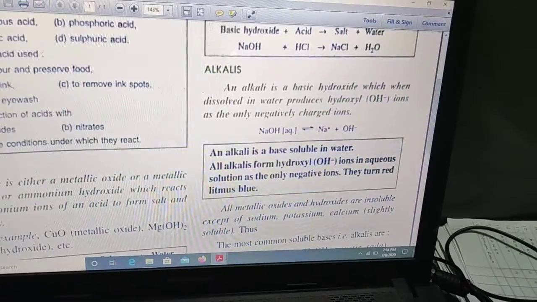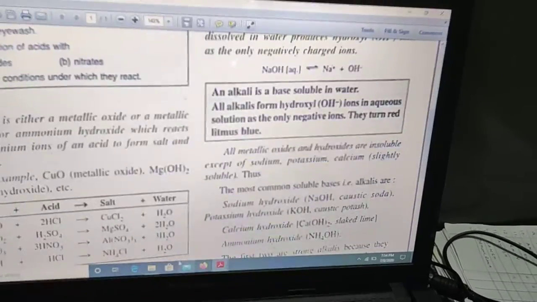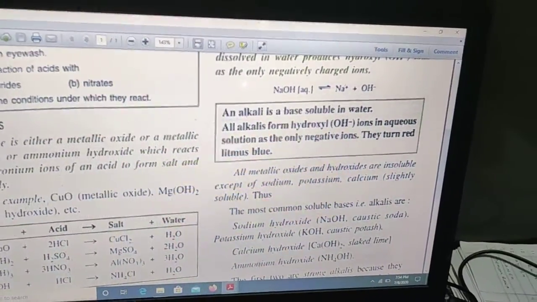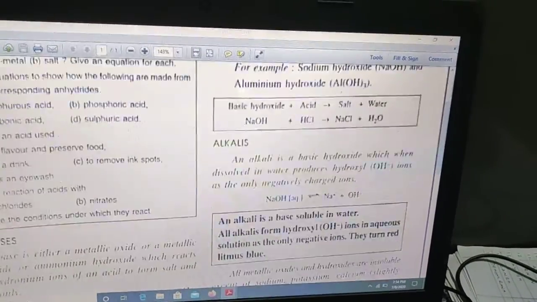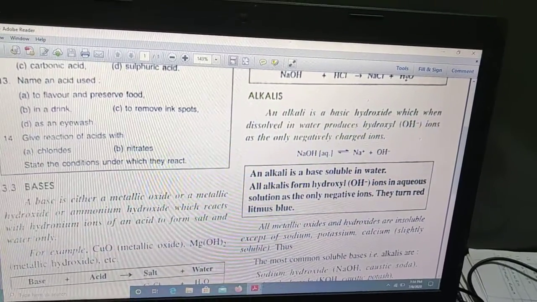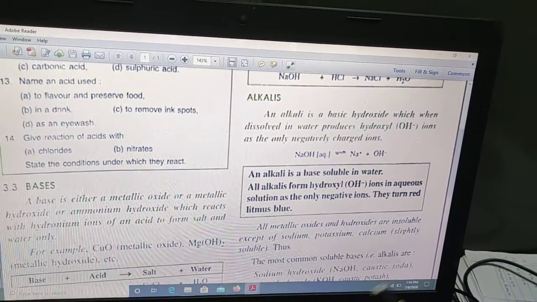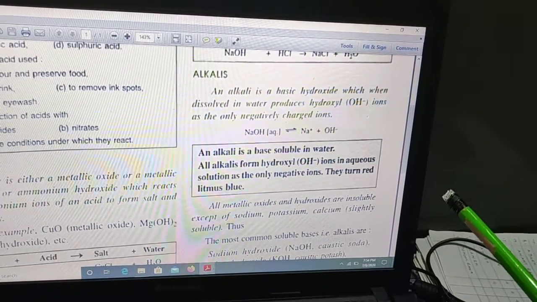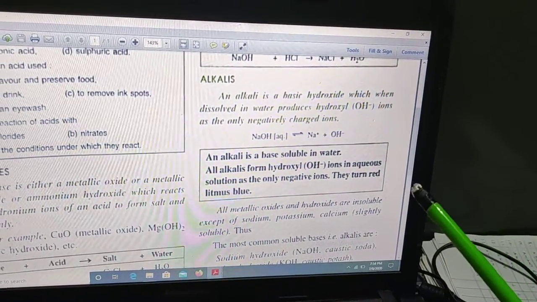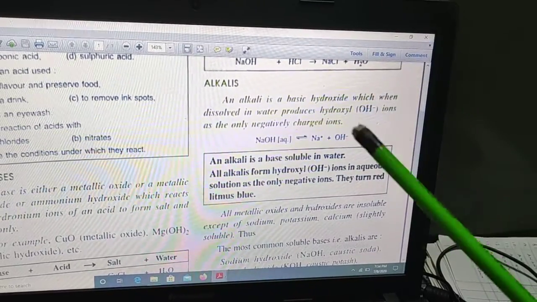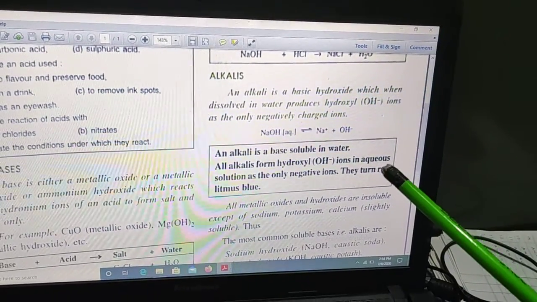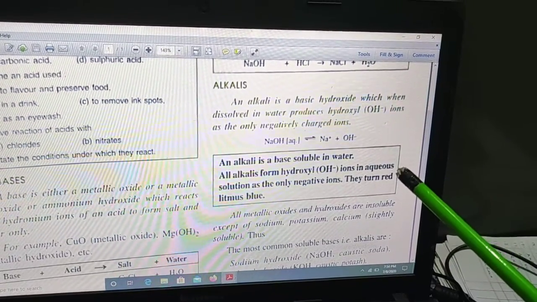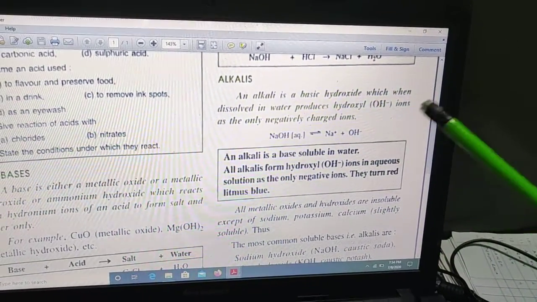Before that let me clear about this. All alkalis form hydroxyl OH minus ion, whereas acid forms H plus in aqueous solution as the only negative ions. And they turn red litmus blue. That means they can turn red litmus paper blue, whereas acid turns blue into red.